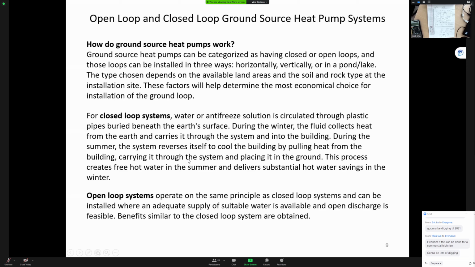But the important thing down here, this open loop and closed loop is totally different from the open loop or closed loop we're talking about in automated controls.